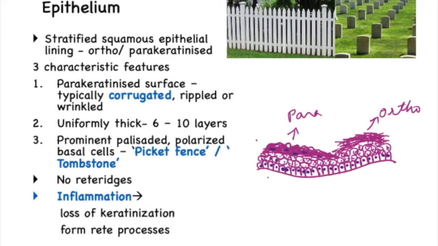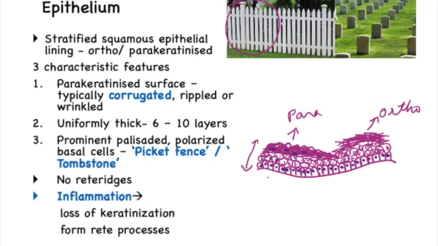Now the epithelium is around 6 to 10 layers thick, and the basal cells show palisading, meaning the cells are arranged perpendicular to the surface and parallel to each other, something which resembles a picket fence. As you can see in this photo here, all these sticks are parallel to each other and perpendicular to the surface. So this is palisading, and the nuclei also show palisading, in the sense that all the nuclei are at the same level in the cytoplasm. So this is nuclear palisading.